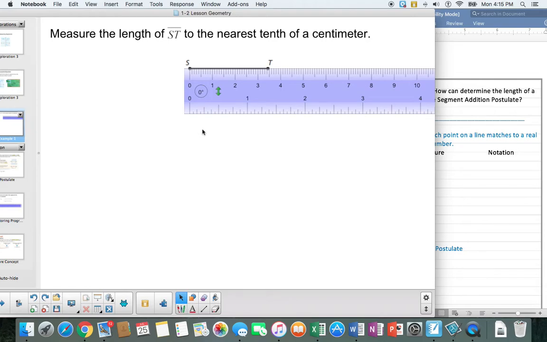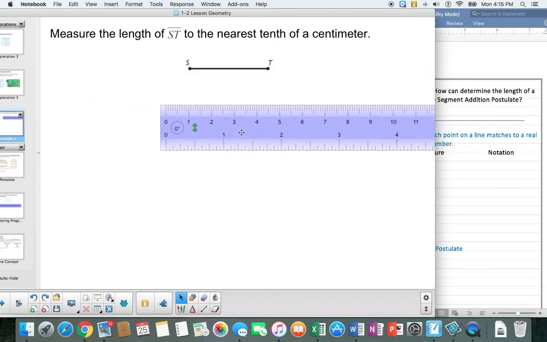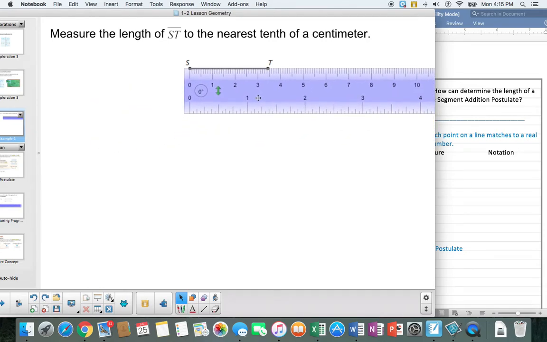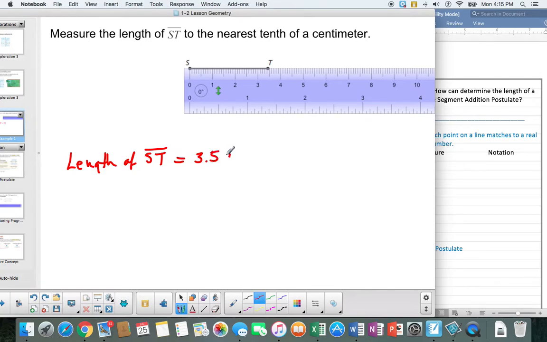Let's measure the length of ST. Now here's the ruler. I'm going to align the ruler so that the zero's right at the S. So I want the length of segment ST. And I can see that length will be 3.5 centimeters. Each one of these is a centimeter: 1, 2, 3, and then 0.5, half of 1.